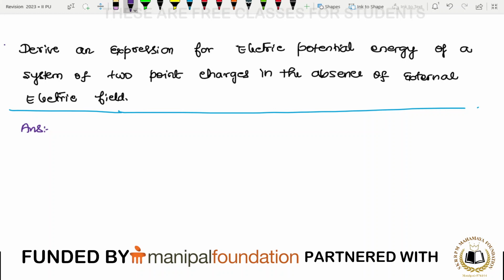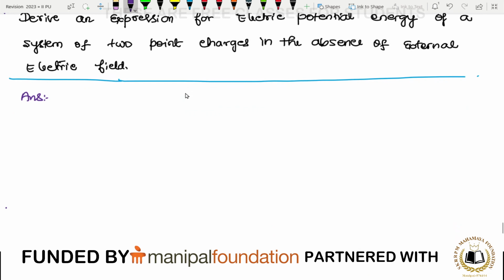So I'm selecting some important questions and those questions I'm discussing here. Okay. So I'll take now two charges Q1 and Q2. Assume that these two charges Q1 and Q2 are both present at infinity. So I want to bring the charge Q1 from infinity to one point here. I'll take that point A. So I want to bring the charge Q1 from infinity to point A.